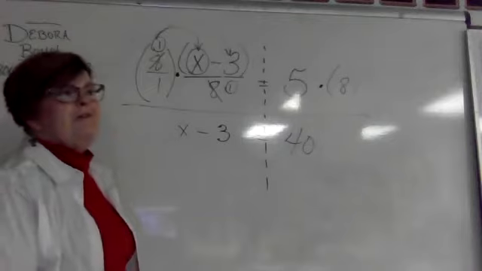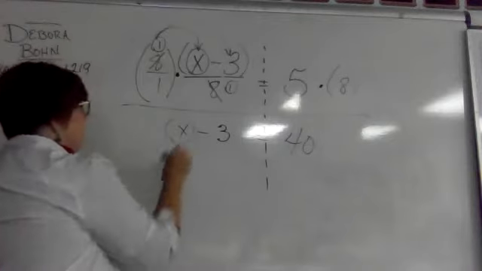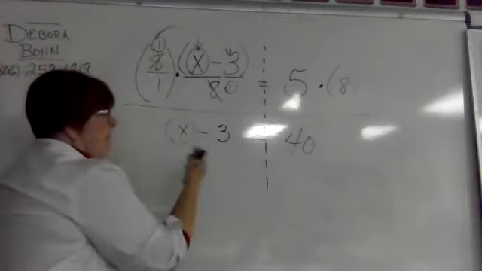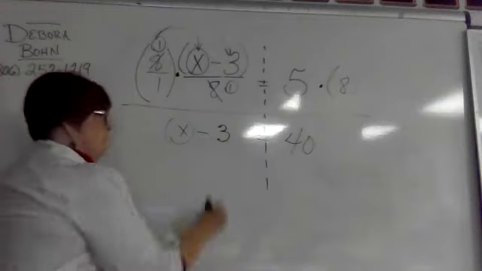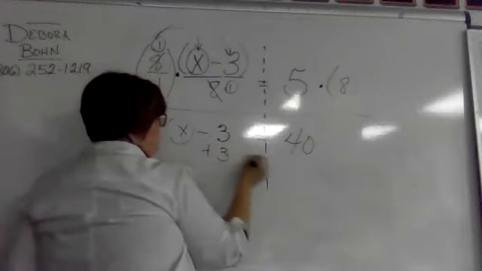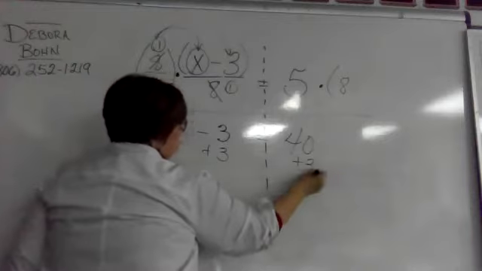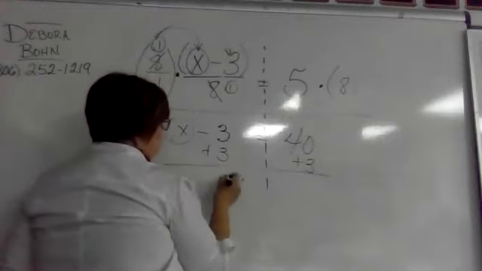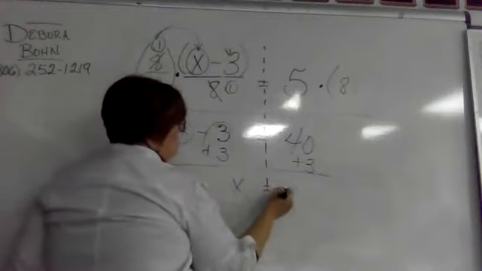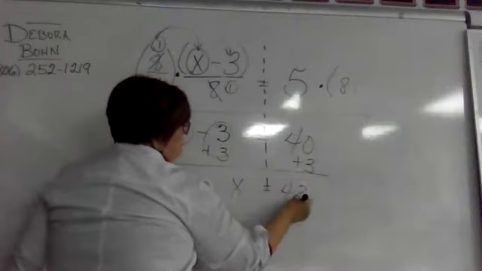So what do I do next? Get rid of that 3. It's a minus 3, so we're going to plus 3 and plus 3. So our answer should be x equals 43.